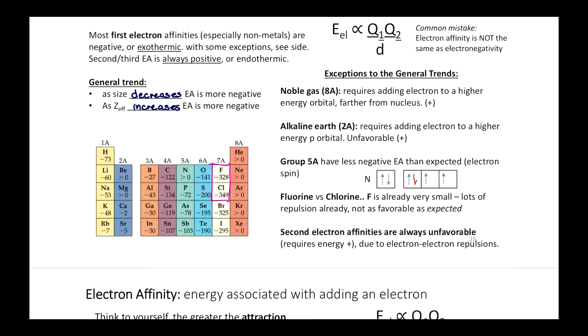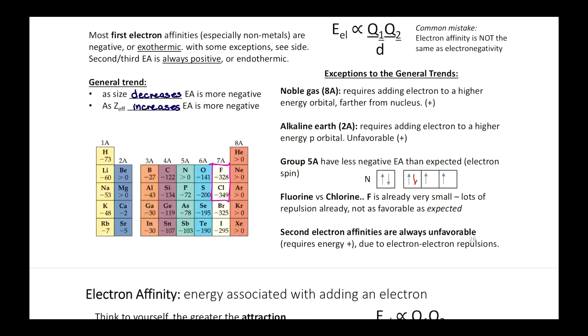And probably the biggest exception here is you would think that because fluorine is the smallest atom, other than like helium, fluorine's really small, it has a really high Z effective, putting an electron on should be really exothermic. It should have the most negative large number, but that's not what you see. You actually see chlorine is the lowest, the most negative, most exothermic electron affinity.